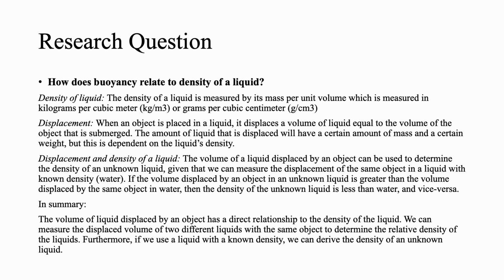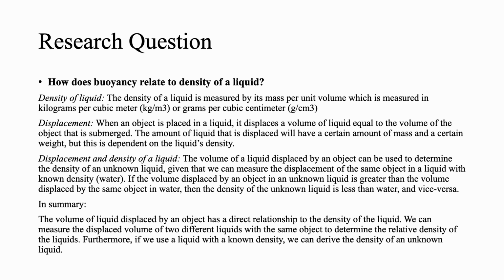Displacement and density of a liquid. The volume of a liquid displaced by an object can be used to determine the density of an unknown liquid. Given that we can measure the displacement of the same object in a liquid with known density, water, if the volume displaced by an object in an unknown liquid is greater than the volume displaced by the same object in water, then the density of the unknown liquid is less than the water, and vice versa.